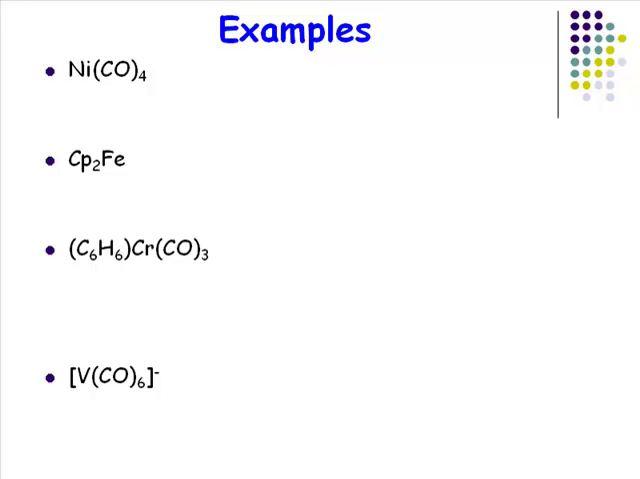Now, let's take another one. Bis cyclopentadienyl iron. That's the formal name for this species. Anybody got any more names for that? I think at least one of you would recognise that. Yes, it's ferrocene. So this is ferrocene, and we will talk about ferrocene again at the end of this course.